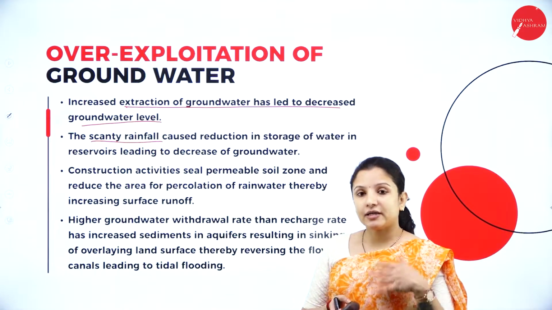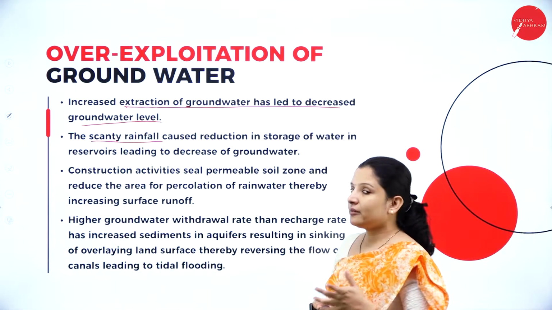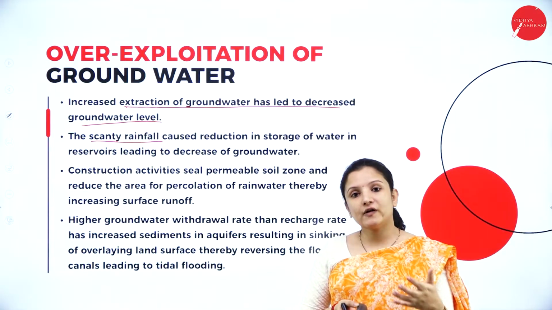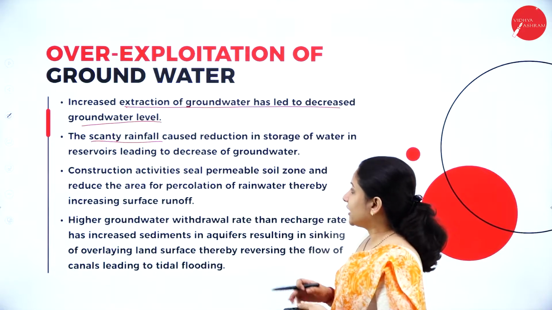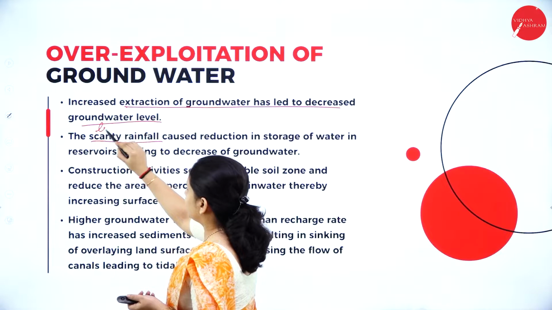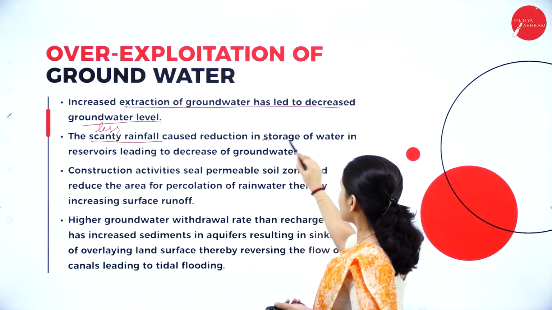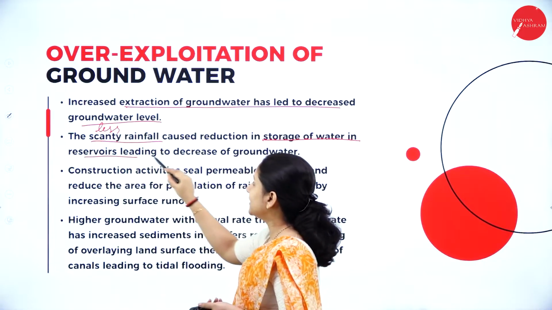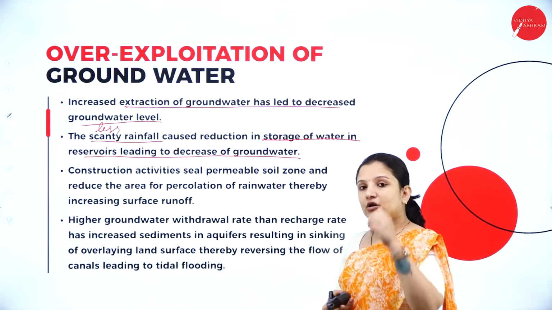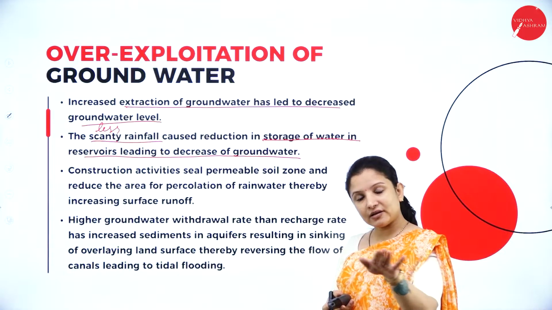Nowadays, the rainfall has reduced to a drastic extent, right? Why? Again, because of the loss of forest, because of cutting down of trees or the over exploitation of the forest, resulting in scanty or very less rainfall. Very less rainfall causes a reduction in the storage of water in the reservoirs, leading to a decrease of groundwater. Because whatever rainfall there is, a small amount of water will remain on the surface.